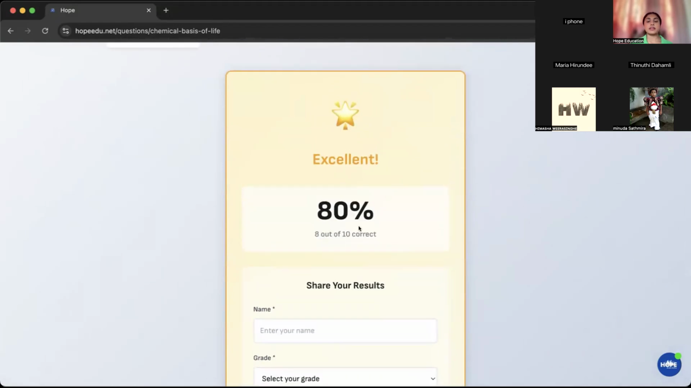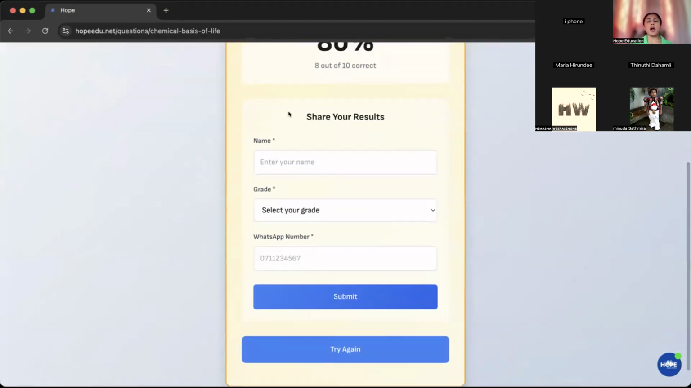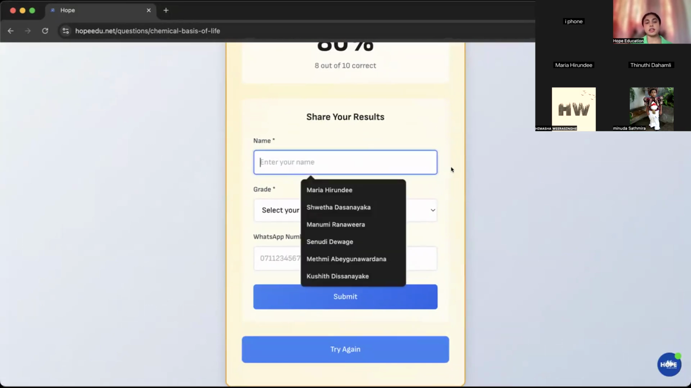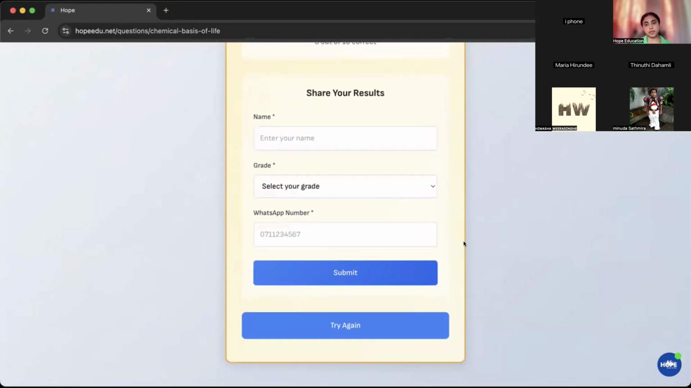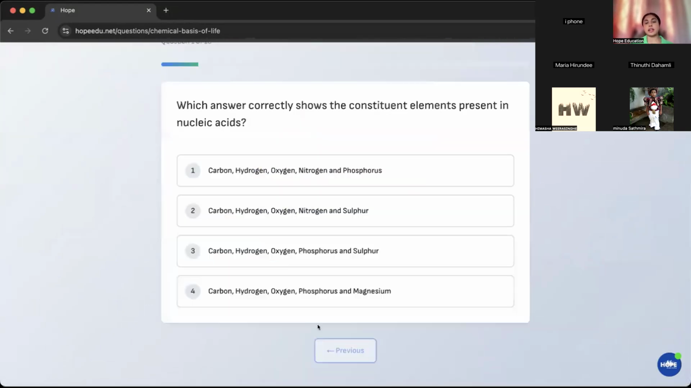At the end, you get a score, 80% or 90% or 50% or whatever. And if you want to, you can share your results. Then our team can also check the results. Right? So you can write your name, grade and WhatsApp number as well. Right? And if the score is low, you can try again.